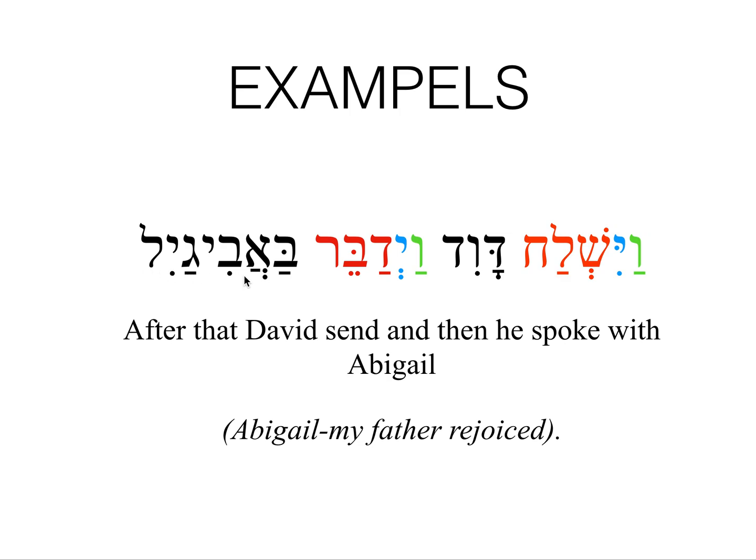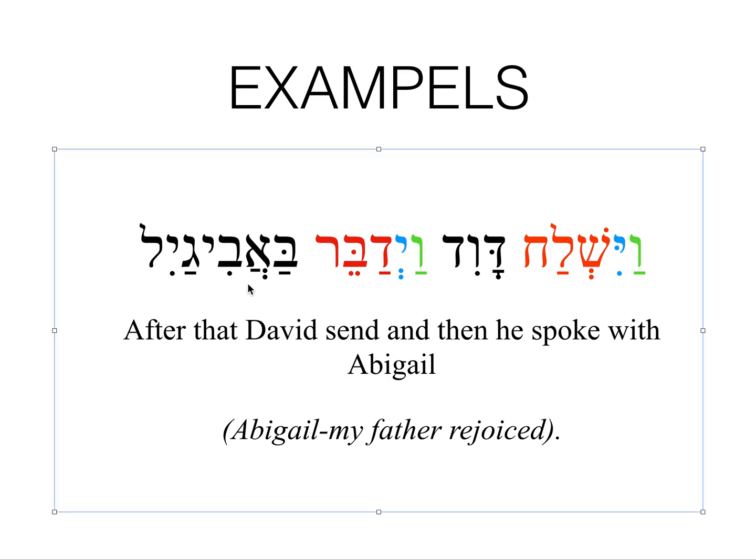And that's just a feminine name. By the way, it is composed out of words that you know. Avi means Av is a father, I is my, right? So it's my father. And Gail means to rejoice. My father rejoiced.